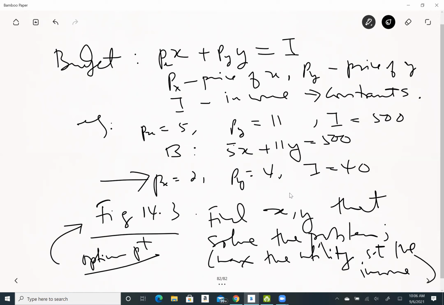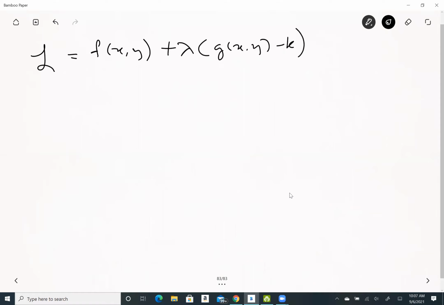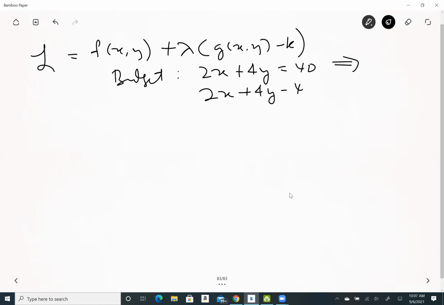So you know the Lagrangian. Okay, the Lagrangian is equal to what? It is equal to the objective plus lambda times g(x,y) minus k. All right. So what you need to do here is the budget line. You have to rewrite 2x plus 4y equal to 40 as 2x plus 4y minus 40 equal 0, so that I can put it in the Lagrangian.